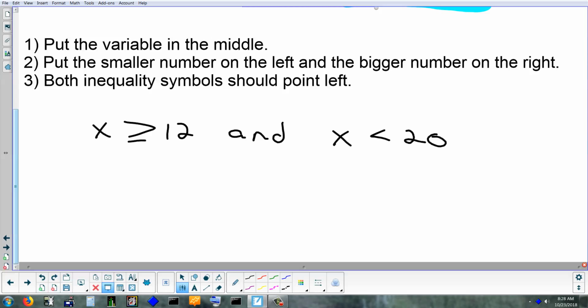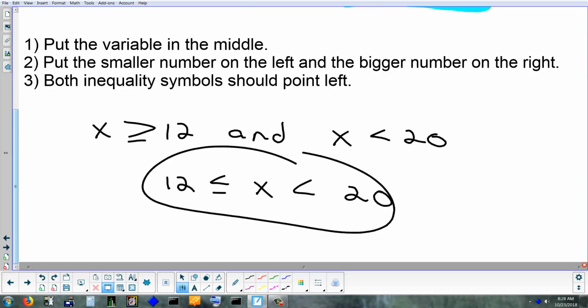Want to write it without the and. Put the variable in the middle. Second step. Smaller number on the left. Bigger number on the right. And third step. Both should point to the left. How about the symbol between the x and the 12? Line under it or no line? Line, yep. How about the symbol between the x and the 20? Line under it or no line? No line. There you go.